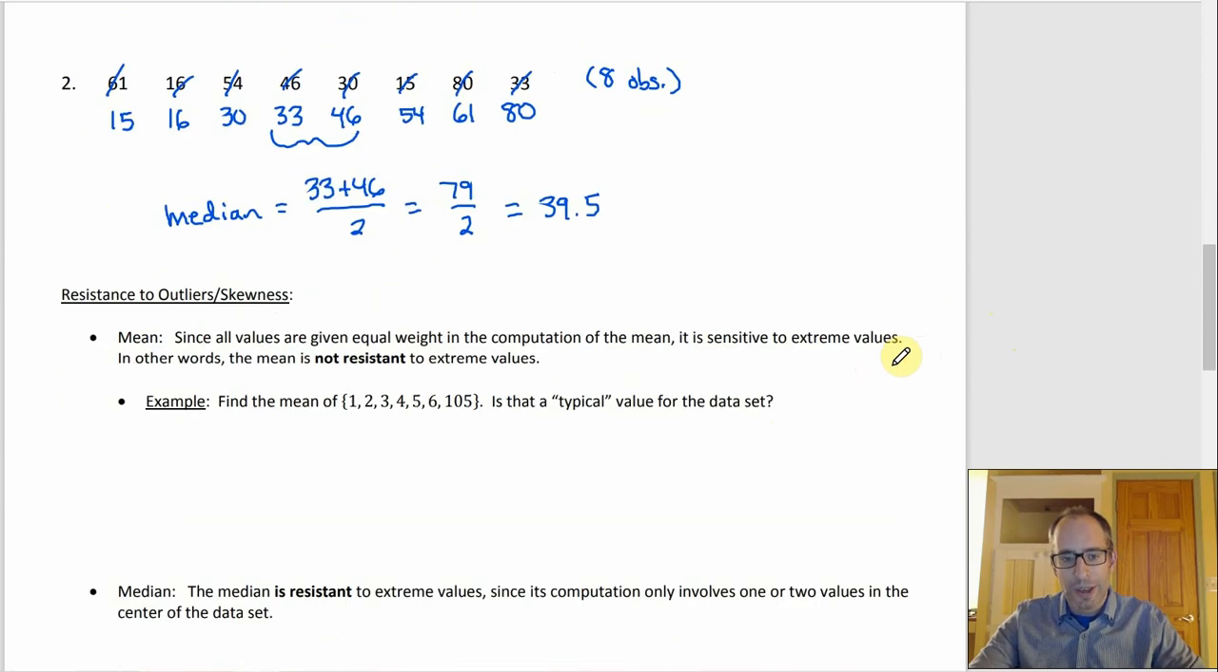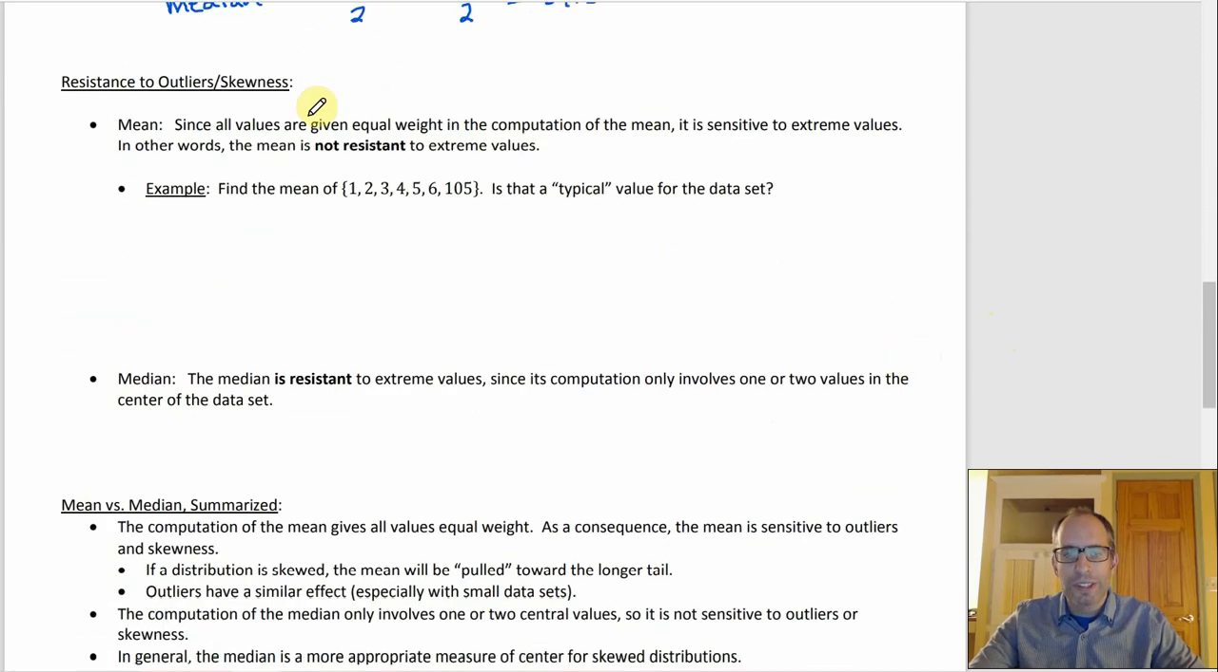All right, then this resistance to outliers and skewness thing, this kind of goes along with, which one would be better, right? Should you pick the mean? Should you pick the median? Well, when you compute the mean, you use all the data values, right? Because you add them all together and then you divide by however many there are. But they're all given equal weight.